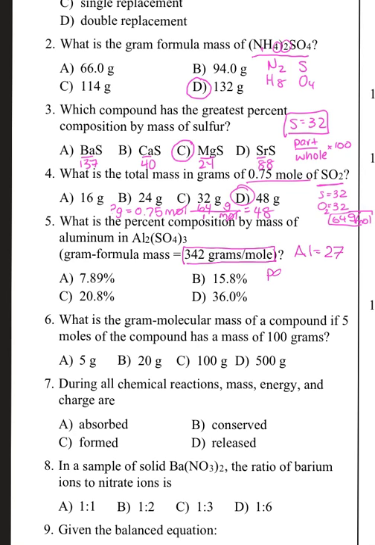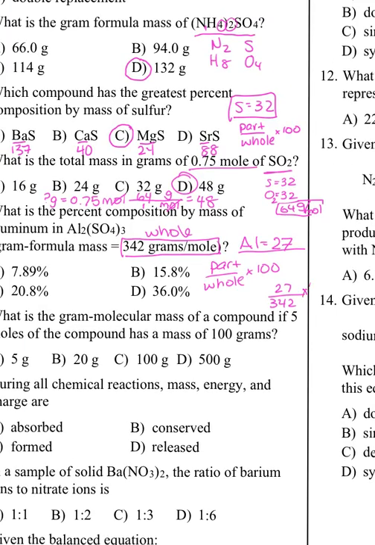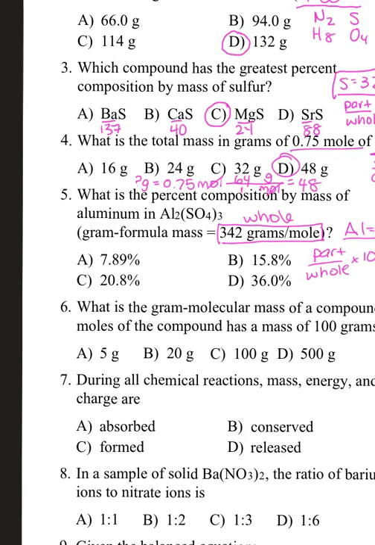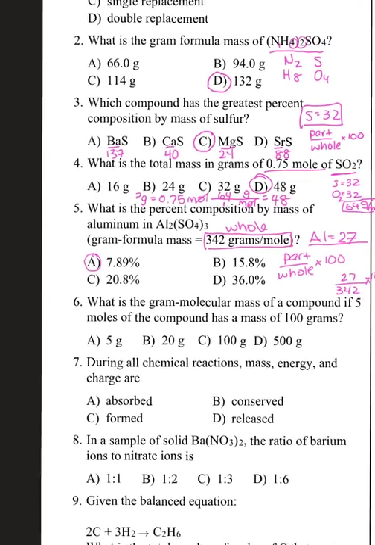So it's part over whole times 100. Aluminum is our part. The molar mass is our whole. So we have 27 over 342 times 100. I'm going to put that in the calculator. And we're going to get an answer of 7.89%. Answer A.